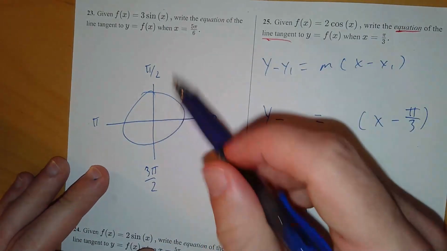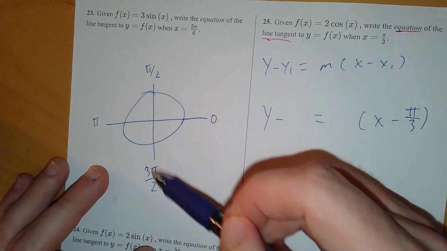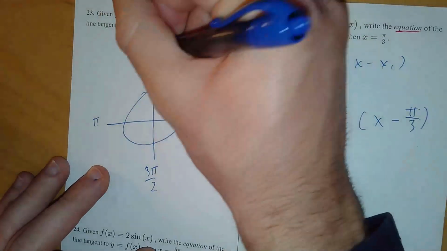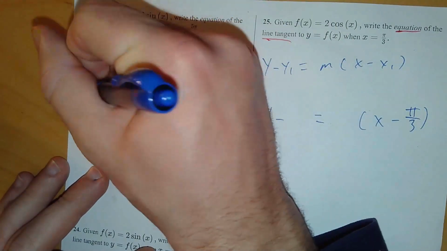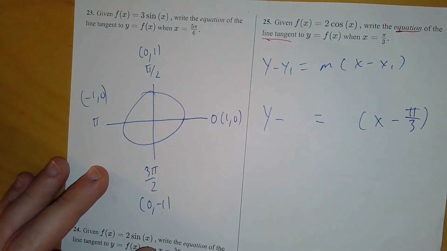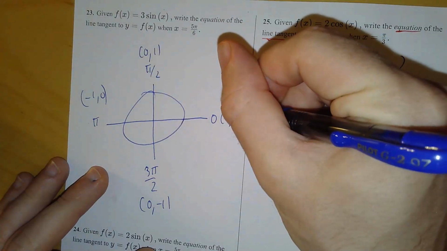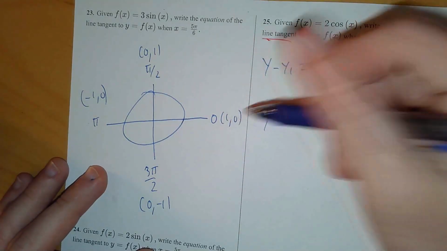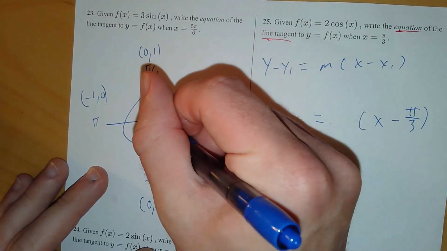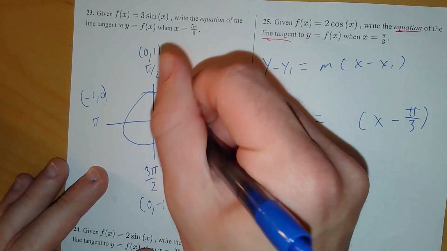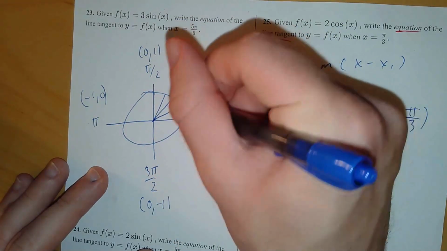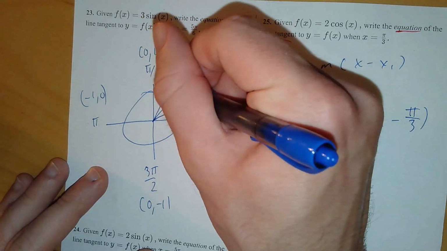Unfortunately, pi over 3 is not one of the corner points. The corner points are all really easy, because this is 1, 0, this is 0, 1, this is -1, 0, and this is 0, -1. Remember that the cosine is the x value and the sine is the y value. This is pi over 3. Within this little corner here, we're going to have 3 more: pi over 6, pi over 4, and pi over 3.